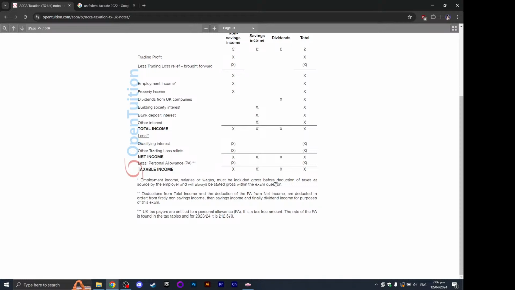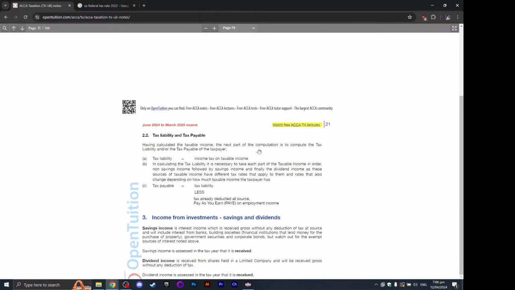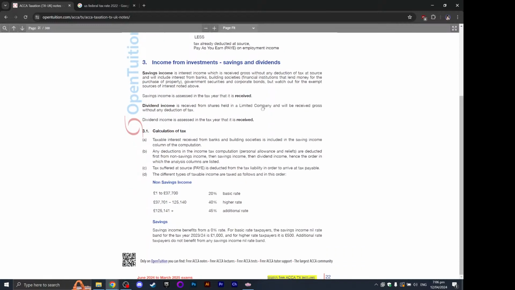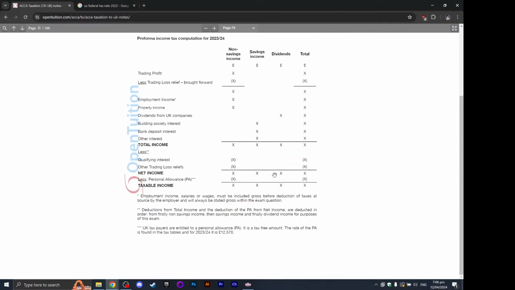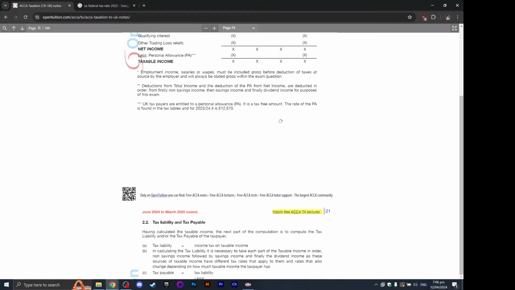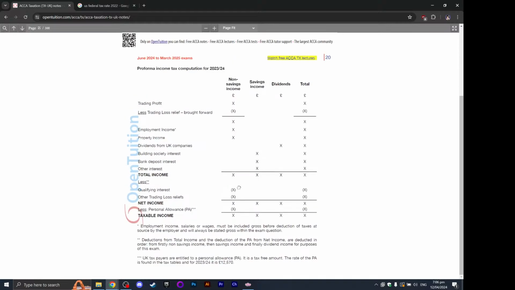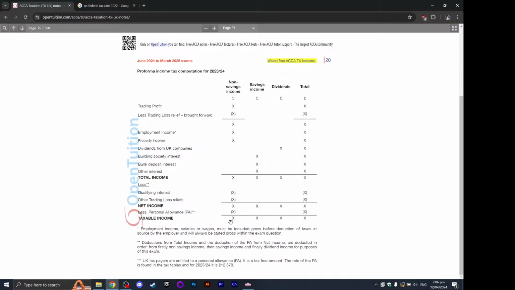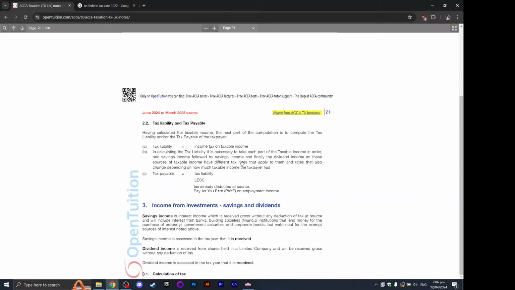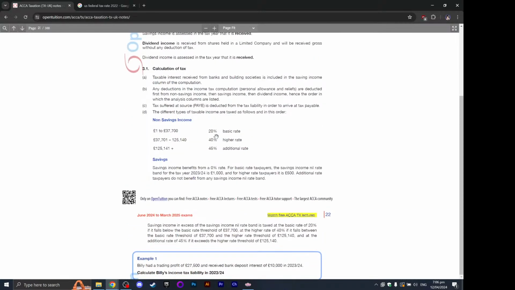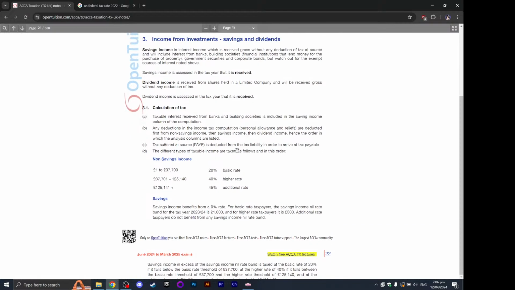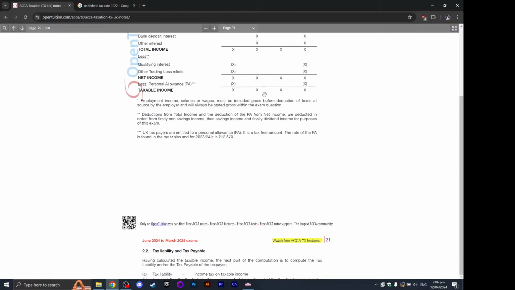Employment income salaries must be included, and then from that you calculate the rate. 20% basic. So for non-savings, the taxable income here would be recorded from these rates. Then savings, obviously the first 5,000 is 0.